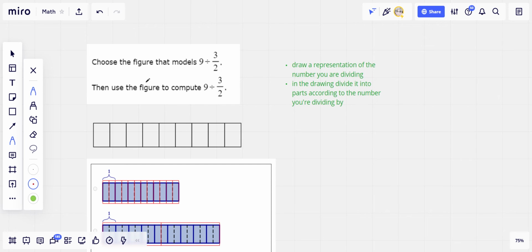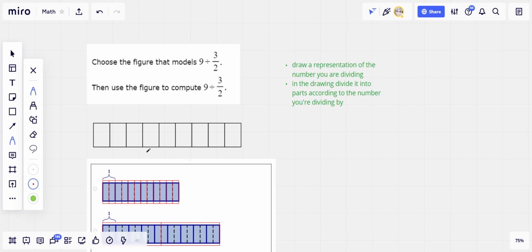In these problems, we're trying to make a model, a visual representation of dividing a whole number by a fraction. So in this case, we've got 9 divided by 3 halves, and it's not really obvious what the answer is going to be. I know how to divide fractions. I would take the reciprocal of that and then multiply, so it would be 9 times 2/3. But even so, I don't really have an answer coming quickly to my head.